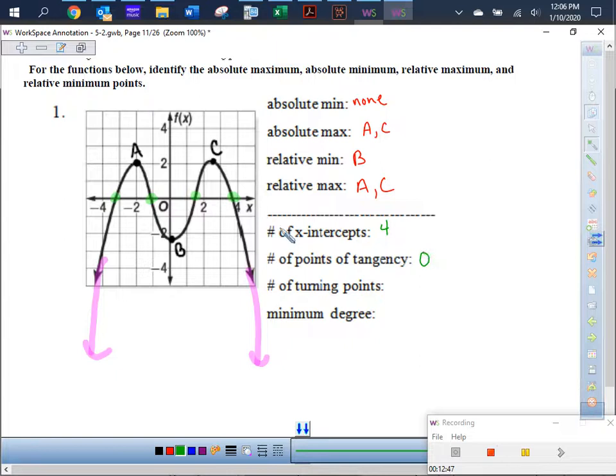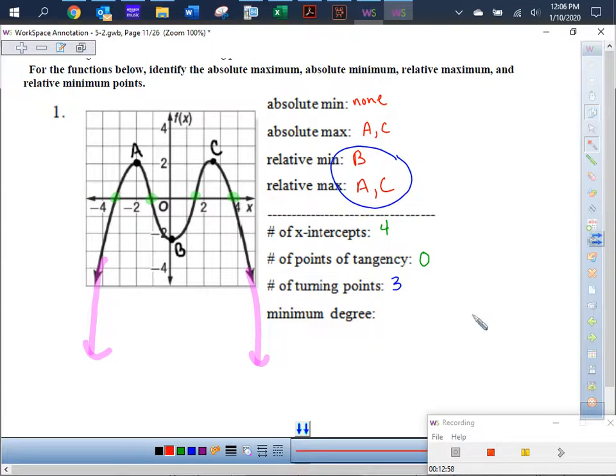So there are 0 points of tangency. Then the turning points, that's where it turns around. Easy way to do that is just count up your relative mins and relative maxes. There are 3 turning points. And the last thing that's a little new on today's worksheet is the minimum degree that this polynomial could have.